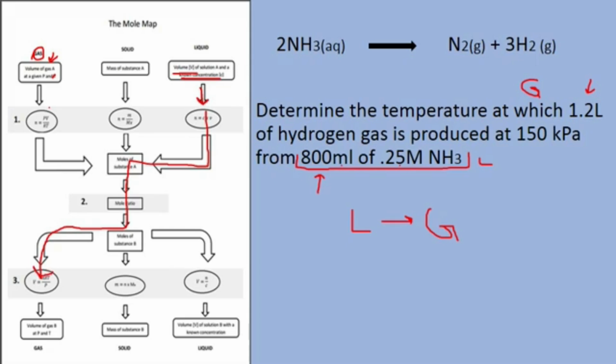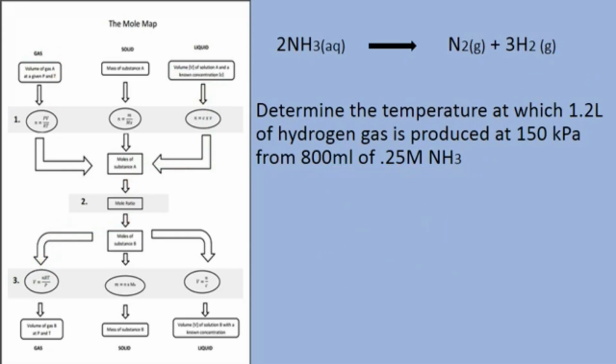And our liquid in this question is the NH3, and the gas in this question is hydrogen. So nothing to do with nitrogen. So let's proceed here. Step one of this question is going to be find the moles of NH3.